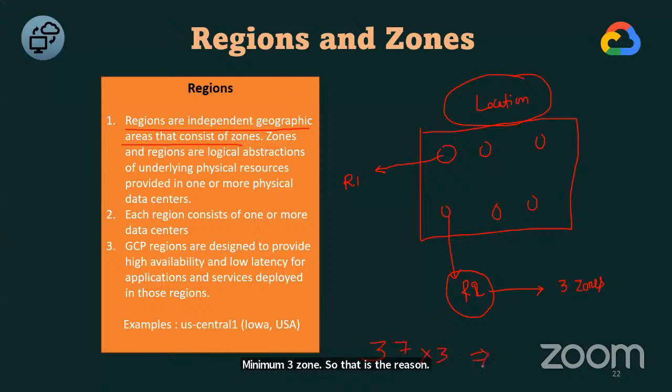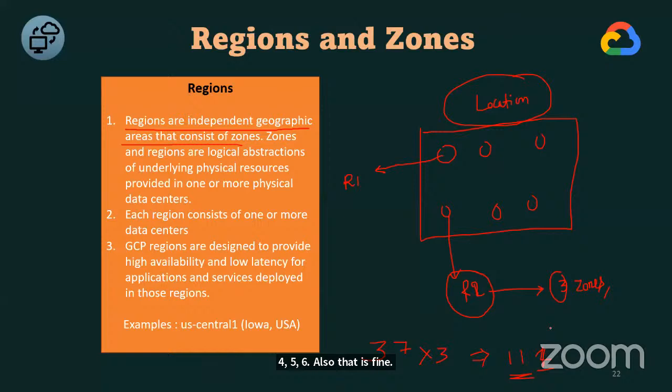Can you guys tell me how many? 111. So minimum 3. There can be one region with 4 zones also. Minimum 3 has to be there. So that is the reason 37 multiplied by 3, you will be having 111. There might be one region which has 4 zones also, because minimum is 3, and it can have 4, 5, 6 also, that is fine. So that is the reason.